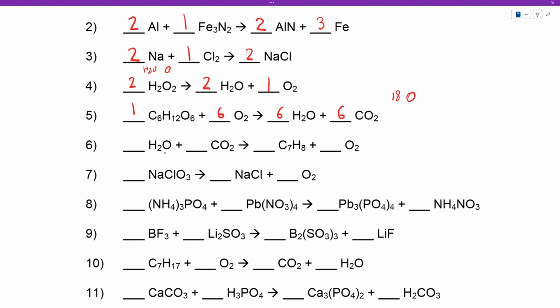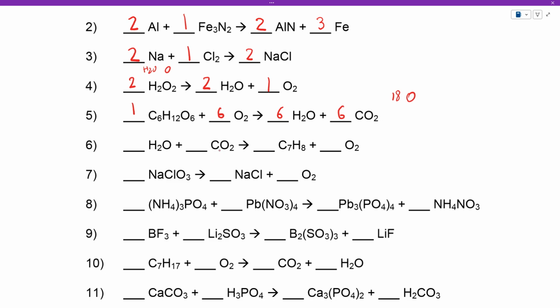Next, H2O plus CO2 yields C7H8 plus O2. Okay, this seems to be a double displacement reaction for some reason. So the carbon here switches place with this oxygen, and, yeah, it's kind of difficult for me to explain.